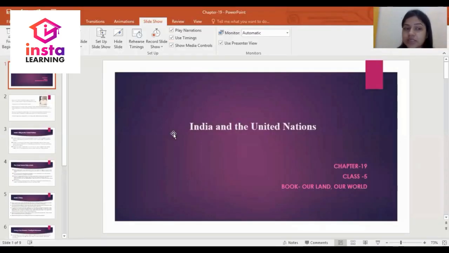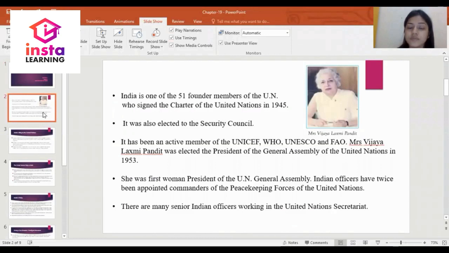As you can see on my screen, India, as I am highlighting it, is one of the 51 founder members of the United Nations who signed the Charter of the United Nations in 1945. Dear students, this is a very important question. When did India sign the Charter of the United Nations? The answer is, India signed the Charter of the United Nations in 1945.